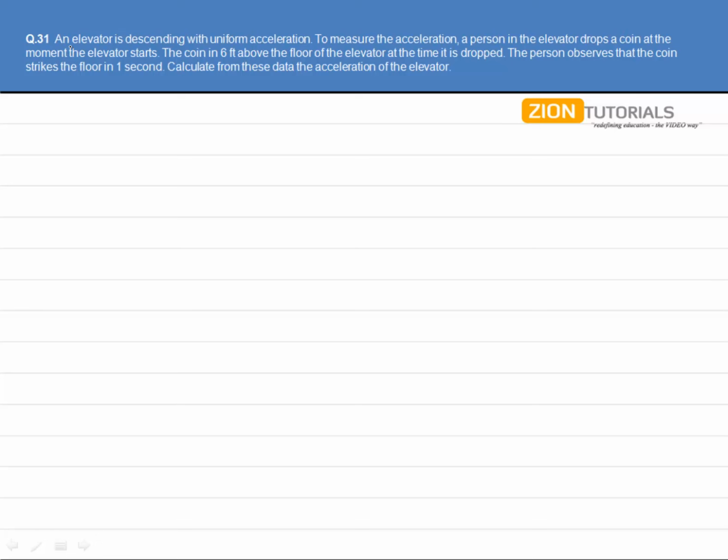As the question says, an elevator is descending with uniform acceleration. To measure the acceleration, a person in the elevator drops a coin at the moment the elevator starts. The coin is 6 feet above the floor of the elevator at the time it is dropped. The person observes that the coin strikes the floor in 1 second. Calculate from these data the acceleration of the elevator.